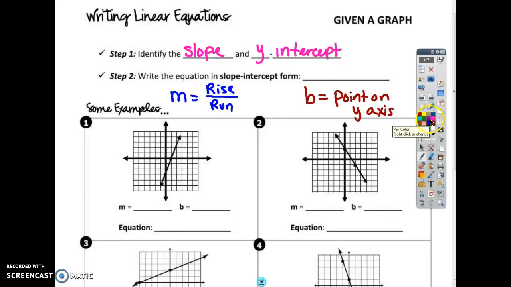Okay, and according to our formula chart, the slope-intercept form is y equals mx plus b. That's why we need an m and we need a b. Okay? So I'm going to do a few examples with you, and then you're going to do the rest of them on the front page. And then we'll go back to the back page and I'll do some examples of that, and then you're on your own.